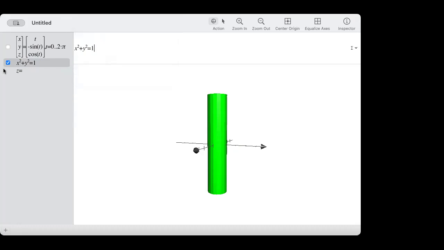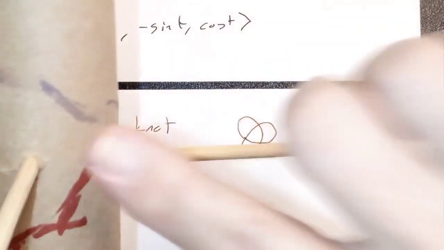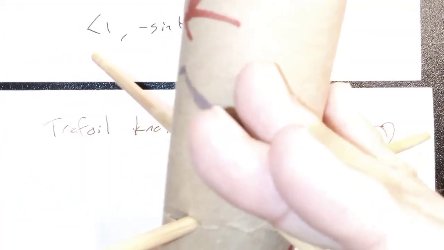What if I said I also want to look at a plane? Y plus z equals 2. That plane cuts that cylinder, yes? What shape does it make when it cuts them? I've actually drawn that on here as well. It's a little hard to see, but I cut this at an angle with this line, and it looks like an oval cutting through this way.